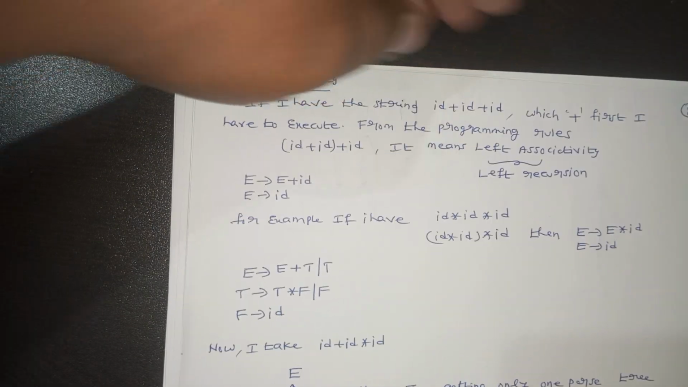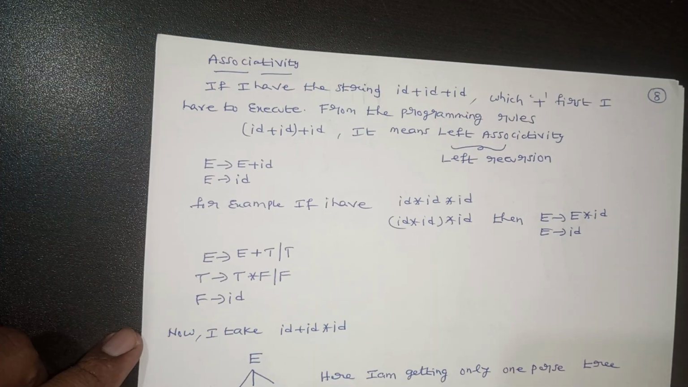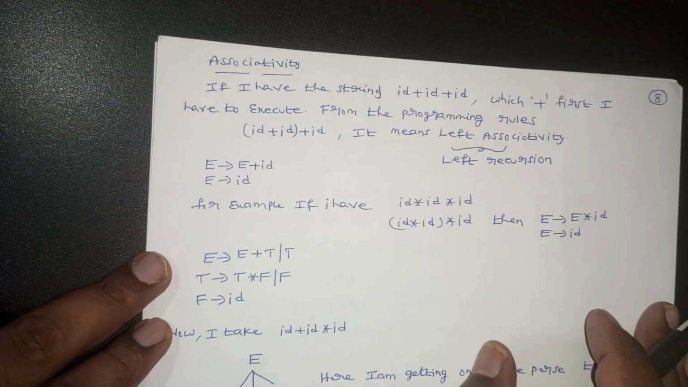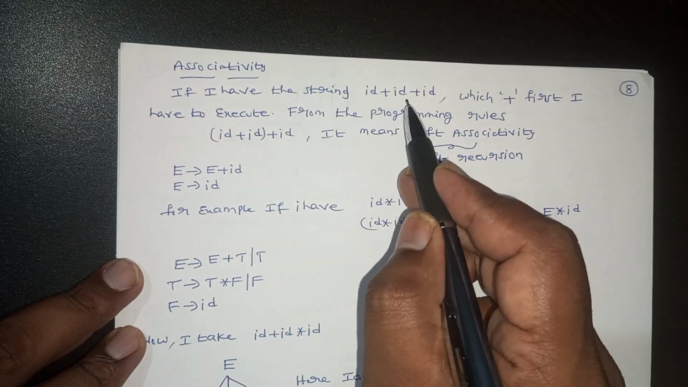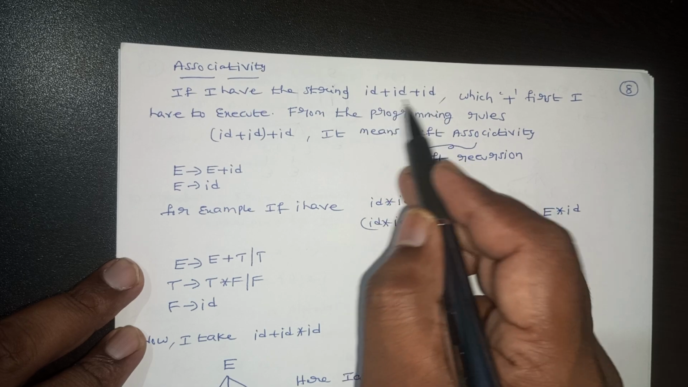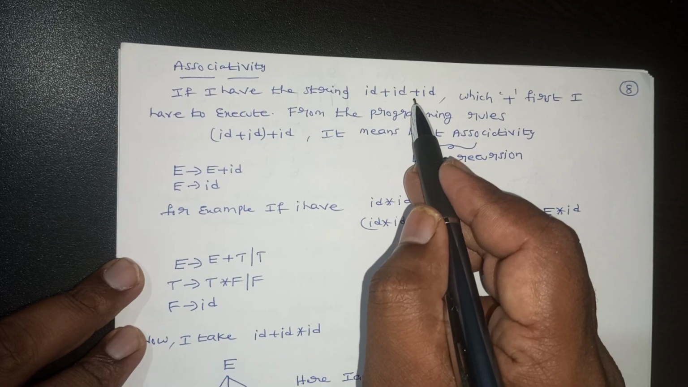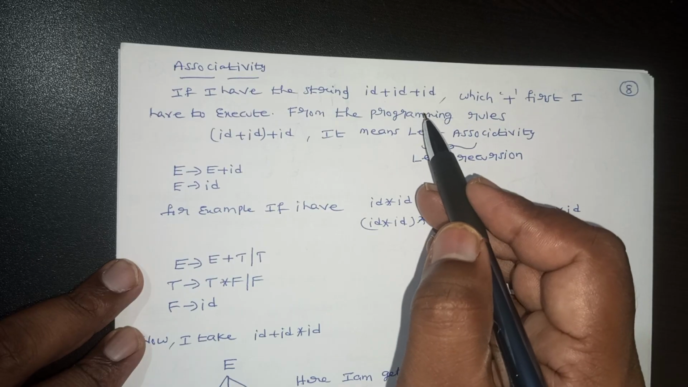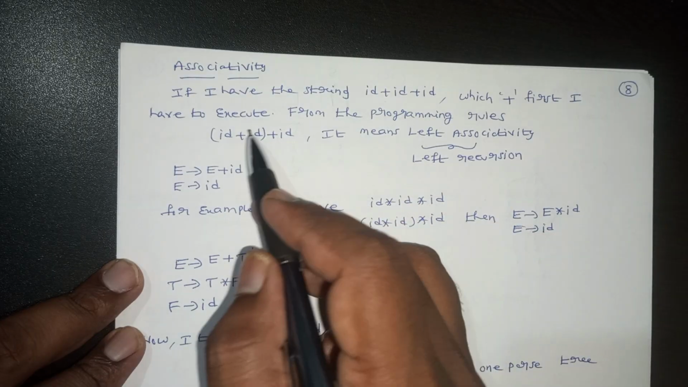Now, what is the associativity? See here, if I have the string id plus id plus id, plus and plus are the same operator. Plus is an arithmetic operator here, and here also plus is an arithmetic operator. Which one do you have to execute first? From the programming rule you have to understand. So which plus do I execute first?